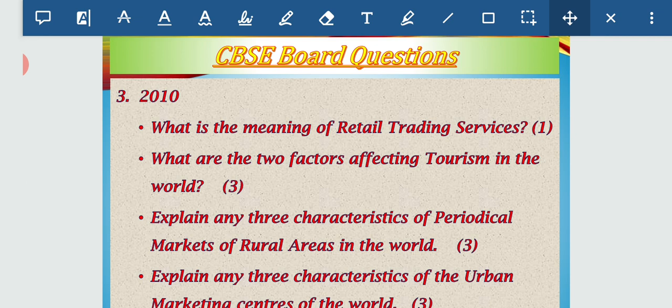Now the two factors that affect tourism in the world, number one is the transport and number two is the demand. If the transport is the fastest one, the network is the easiest one and comparatively a cheaper one, obviously people will be attracted towards those tourist spots.